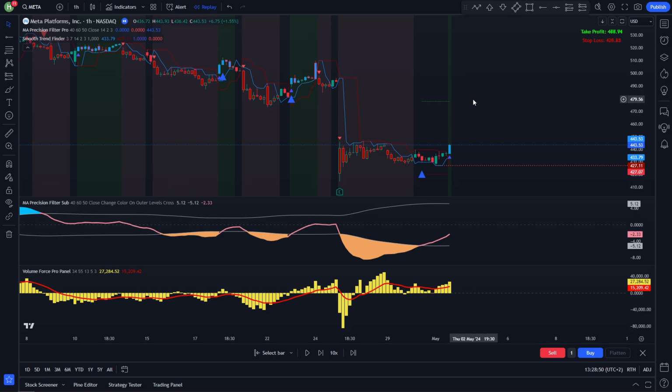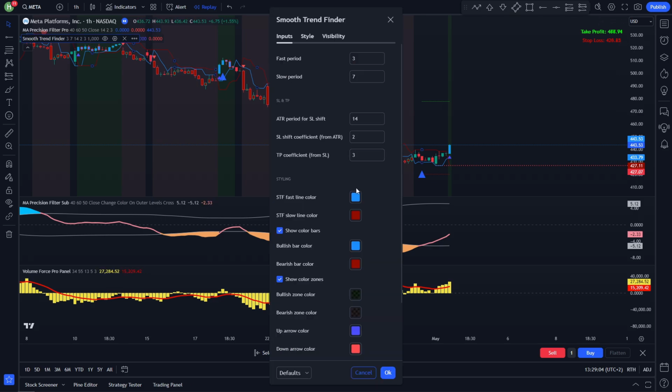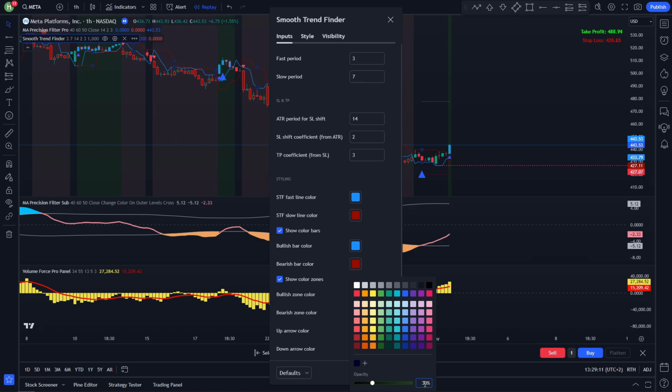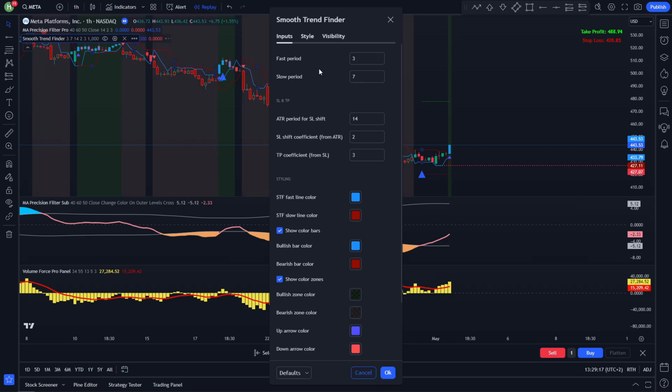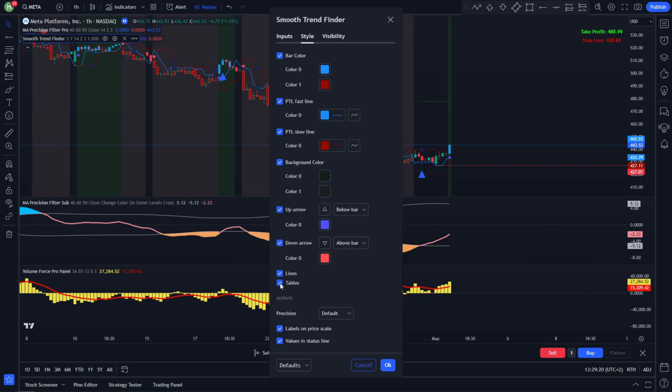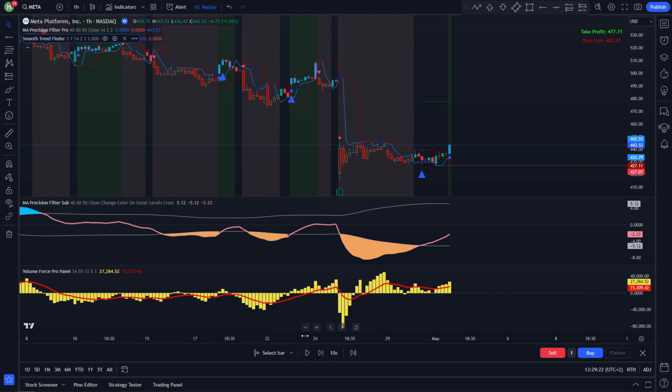Now that we have attached the different components of the strategy, let's make a few small adjustments before covering the exact rules for entry and exit. Firstly, let's start with the Smooth Trend Finder, which creates these colored zones on the chart with buy and sell signals. Under the settings for this indicator, I'm going to change the opacity of the zones to make them easier to see.